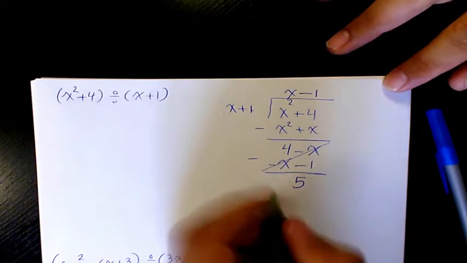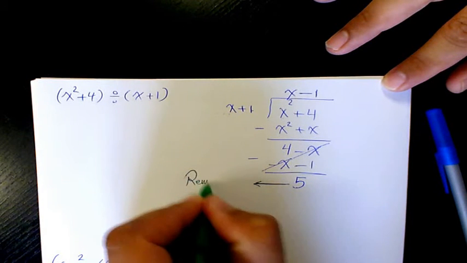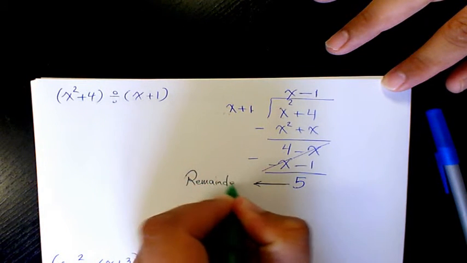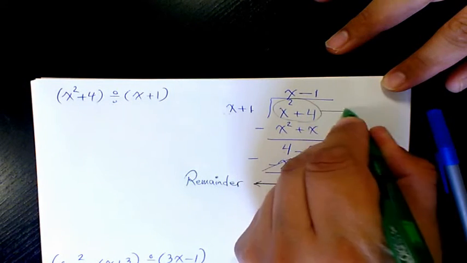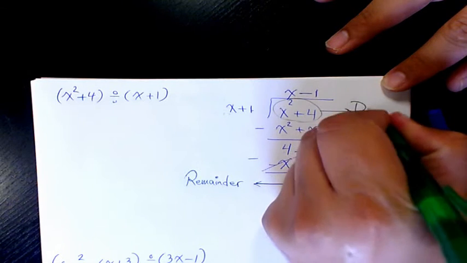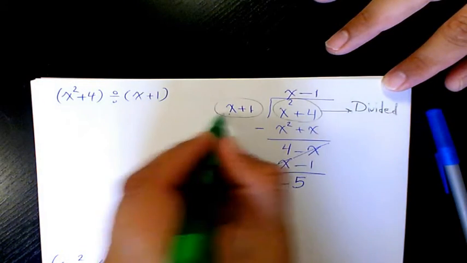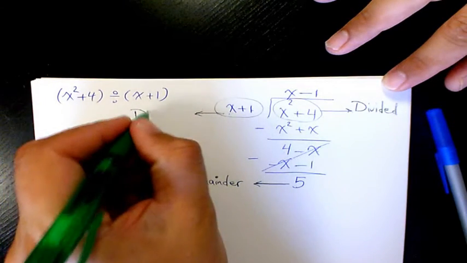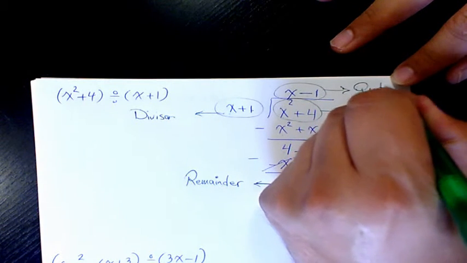So this part is called remainder. This part is called dividend, divided by divisor, and this part is called quotient.